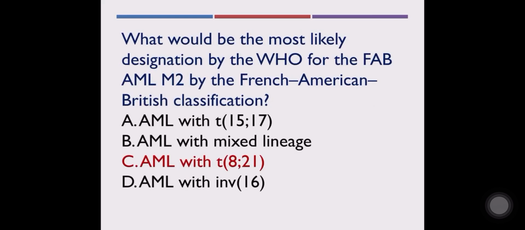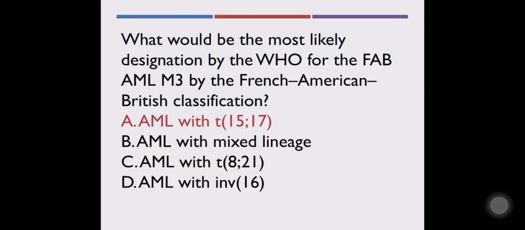Another, what would be the most likely designation by the WHO for FAB AML M2? Translocation between chromosome 8 and 21. Next problem is on M3. So, translocation between chromosome 15 and 17. Alam ko pa ulit-ulit, phagot cell, DIC, translocation between chromosome 15 and 17, M3 or APL, acute promyelocytic leukemia.